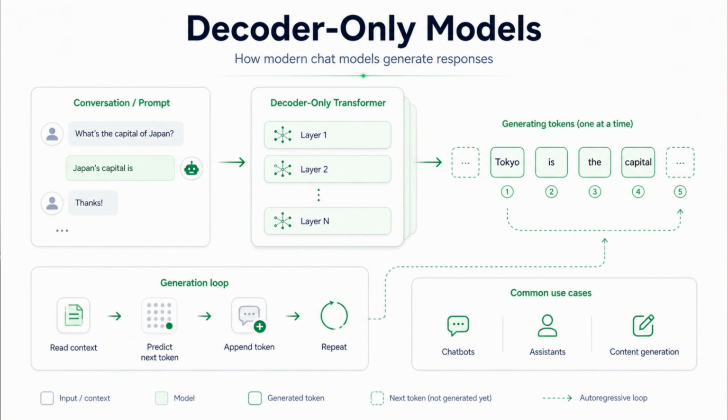So when you ask an LLM a question, it does not create the full answer in one step. It predicts one token, then the next token, and continues processing until the response is finished. Now, this token-by-token generation is one of the key ideas behind modern language models.